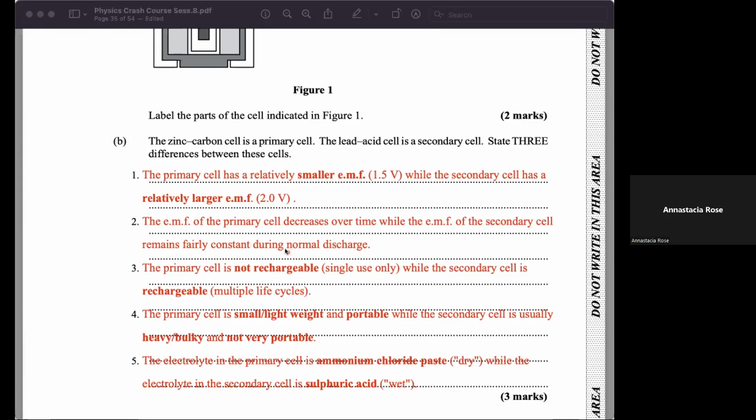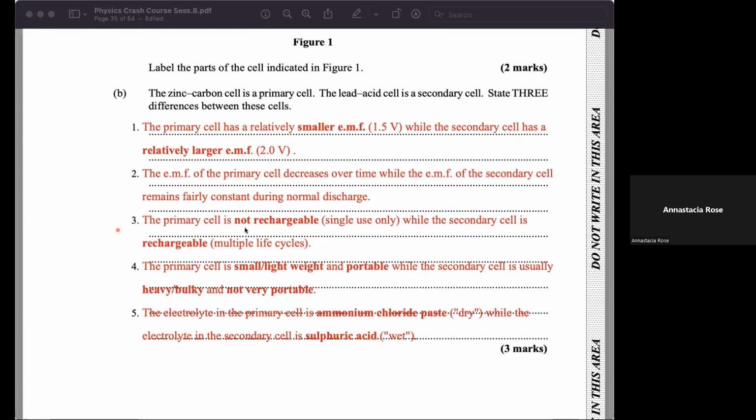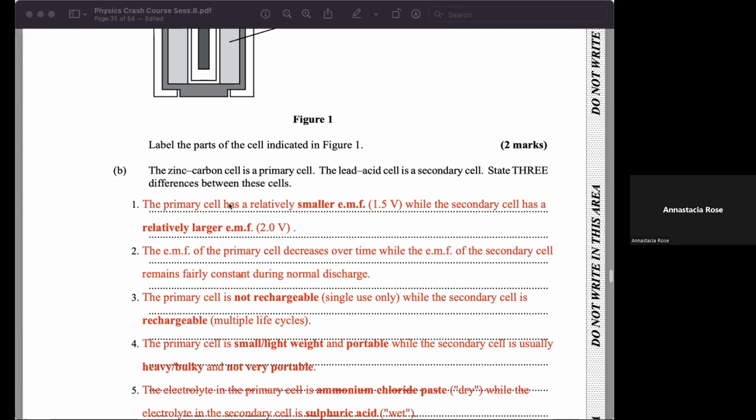Now, one of the main differences between the primary and secondary cell is that the primary cell is not rechargeable. Once it's finished, it's just finished, and you have to discard it and change the batteries or change the cell if it's one. However, the secondary cell can be recharged, meaning that it has multiple life cycles. Primary cells are also smaller and lightweight, which makes them more portable than secondary cells, which are typically larger, bulkier, and not very portable as a result. Here is the ammonium chloride paste, and we call this the dry cell.